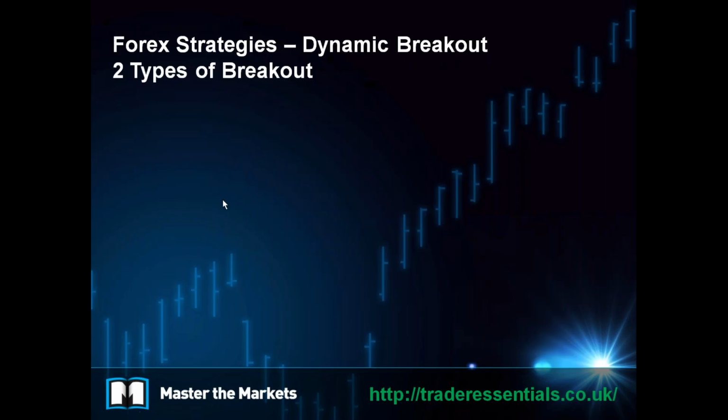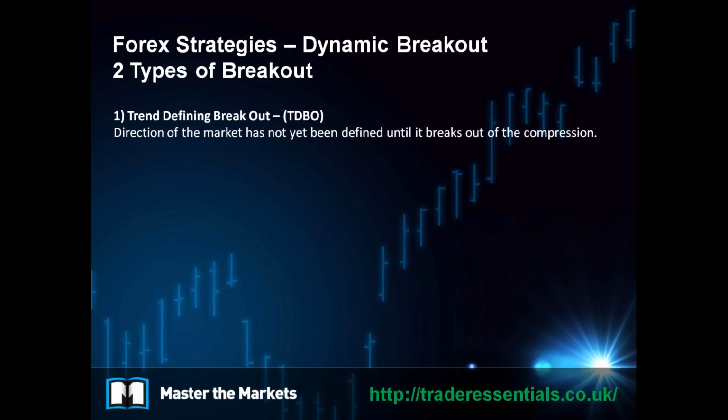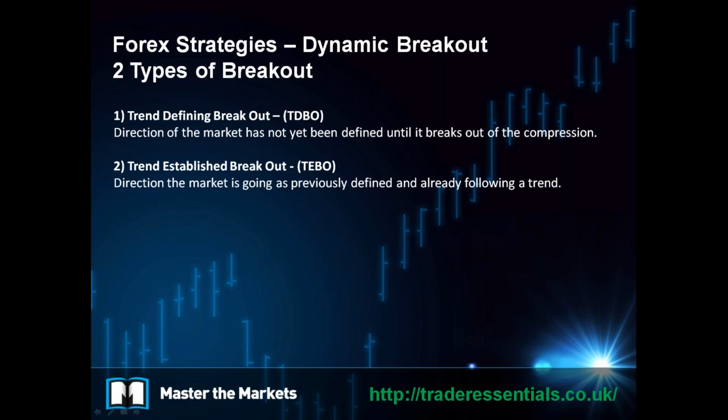The dynamic breakout, of course, as the name suggests, is a breakout type strategy. Two types of breakout within the dynamic breakout. The first is what we call a trend defining breakout, the TDBO type. The second, of course, is the trend established breakout, or TBO. So direction of the market has not yet been defined until it breaks out of the compression. That's a trend defining break. And in an established breakout, the direction of the market is already defined and is following a key established trend. And so these are the two types of breakout in the dynamic breakout.